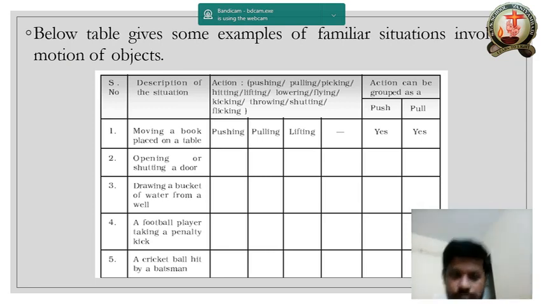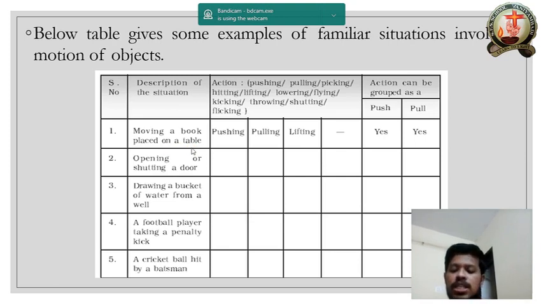Now in this tabular column I have given a few situations, and one situation has already been solved. You need to determine exactly what type of action is being applied in the different situations, and you also need to denote whether this action contains a push or pull force, which type of force is being applied in that action. Okay, so here: moving a book placed on a table.